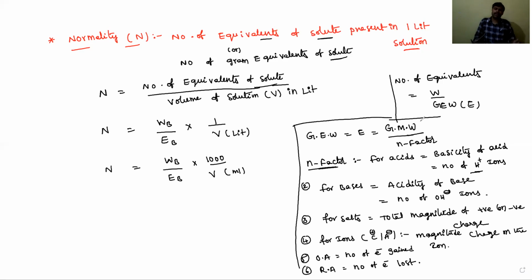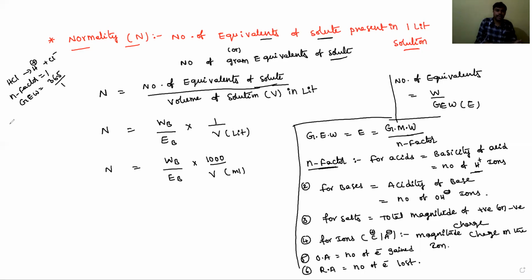Okay, students. For example, let's see, HCl, hydrochloric acid: N factor and gram equivalent weight. The hydrochloric acid will be ionized to give H plus and Cl minus. That's why its N factor is equal to 1. Its gram equivalent weight is equal to the gram molecular weight of HCl, meaning 35.5 plus 1 is equal to 36.5, divided by 1.